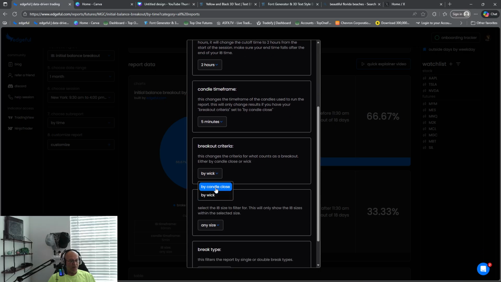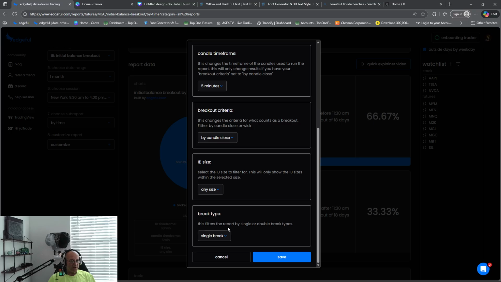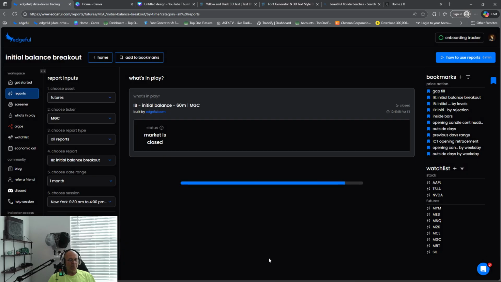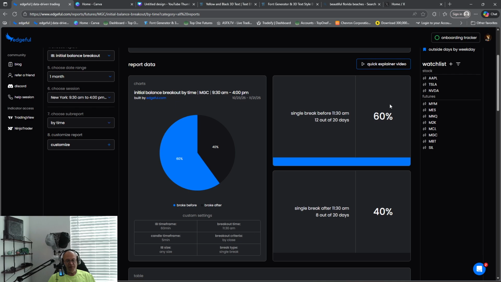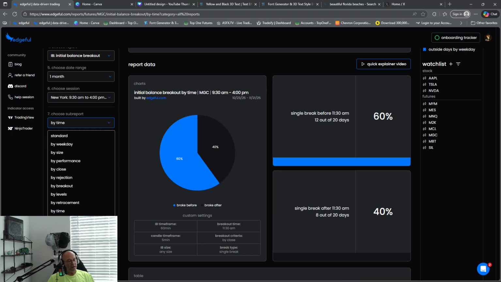Oh, by close. And that is a single break day. Okay. So by wick or by close, let's see. It does drop our expectations by 11:30 just a little bit there. But 6 out of 10 trades are going to work out in our favor of breaking out before 11:30. So that fits within my time frame of trading, right? So that's good. All right.